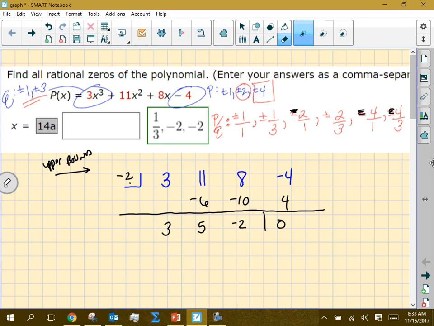Okay. So I know x minus 2 is a factor. Or sorry, it's x plus 2. It's x minus what you have in the box, so minus a negative becomes positive. So that's a factor. But this was x cubed, right? And this is now x squared, correct?